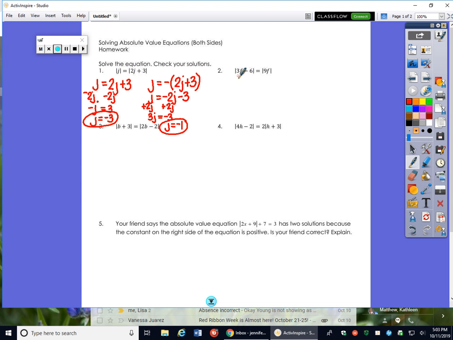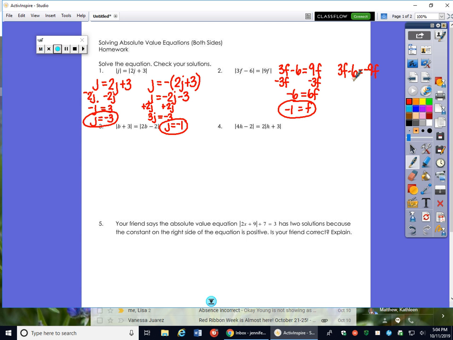Okay, for number 2, we're going to do 3f minus 6 equals 9f, and 3f minus 6 equals negative 9f. There's nothing to distribute on that, so you don't have to use parentheses. All right, I'm going to move the 3f to the other side. You get negative 6 equals 6f, so f is equal to negative 1.